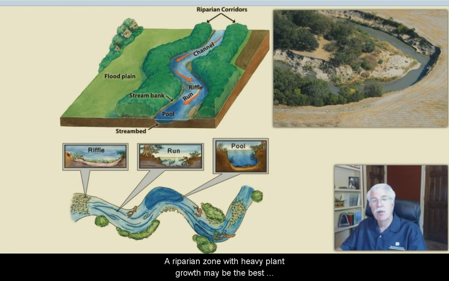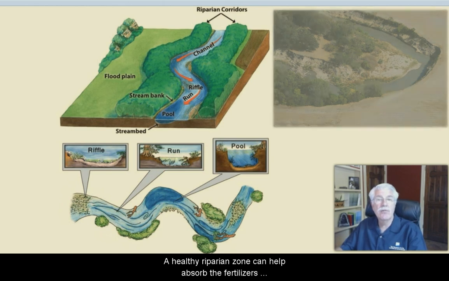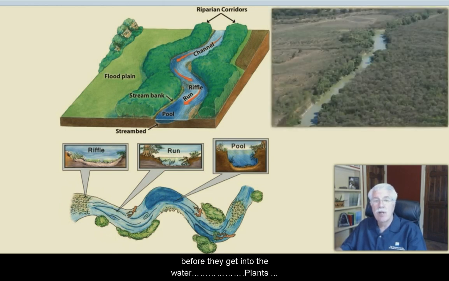For example, lawn fertilizers can cause problems when they get washed by rain into a stream, but a healthy riparian zone can help absorb the fertilizers before they get into the water. The same goes with sediment. This would be small particles of soil that can very often get washed into a stream, but a healthy riparian zone filters those out and helps prevent sedimentation from moving into a stream and causing pollution problems.